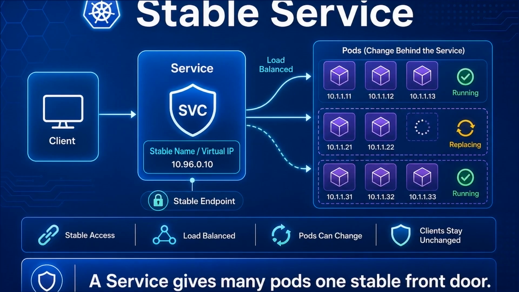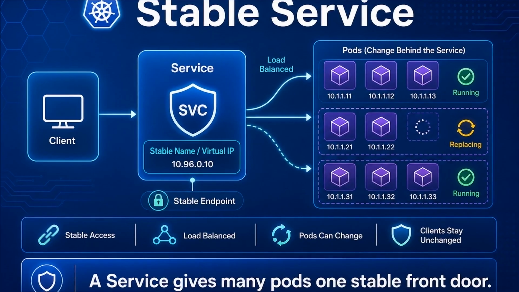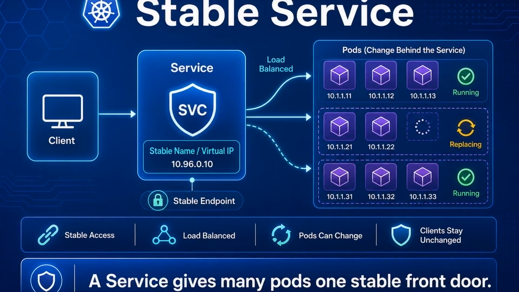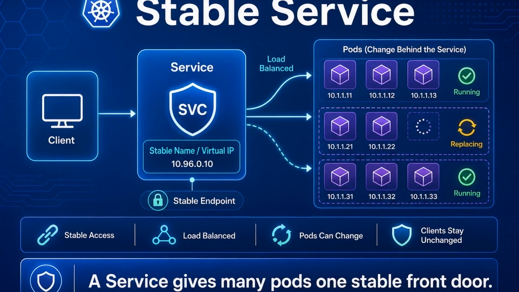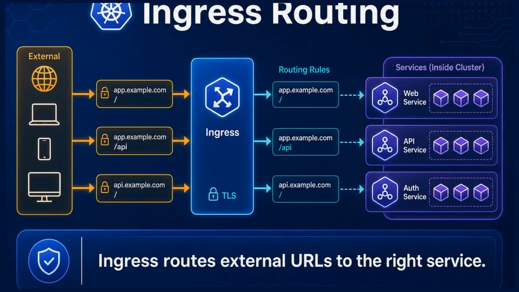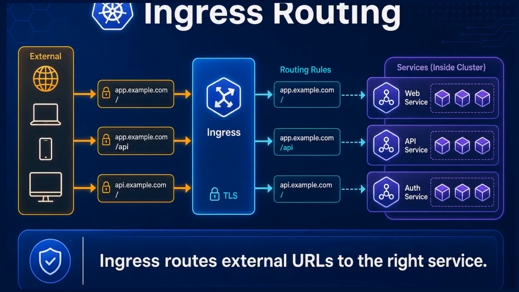If a deployment has 5 pods, the service can load balance across them. So the service acts like a stable front door inside the cluster. Then what is Ingress for? Ingress is for external HTTP and HTTPS routing. It lets teams define which public hostname or URL path should route to which service.